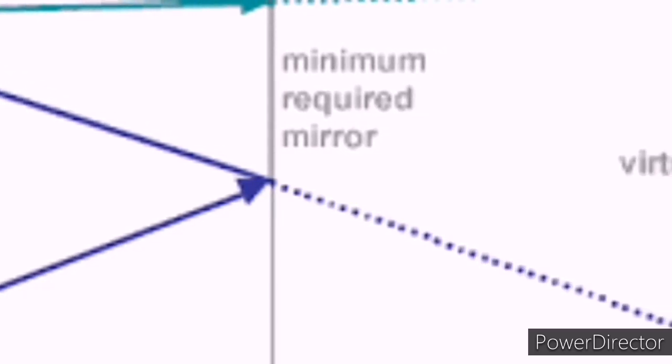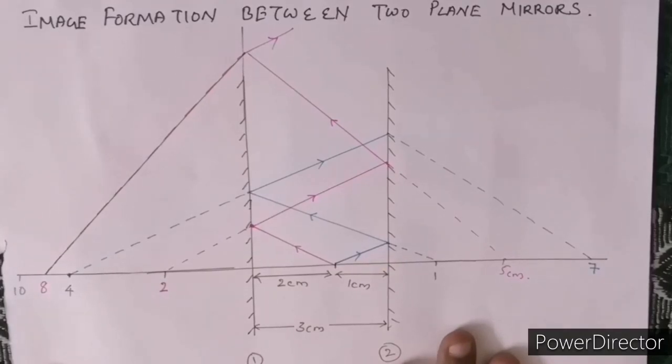Virtual objects produce real images. However, the focal length of the plane mirror is infinity. Its optical power is 0. In this session, we are going to see a sum related to the plane mirror.